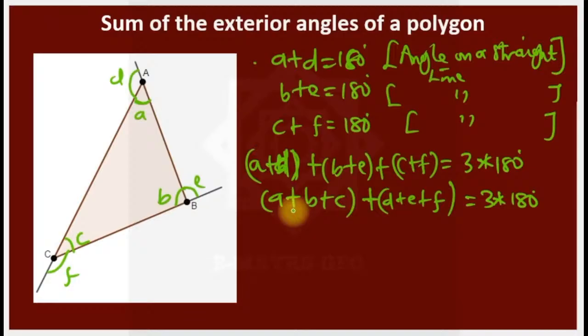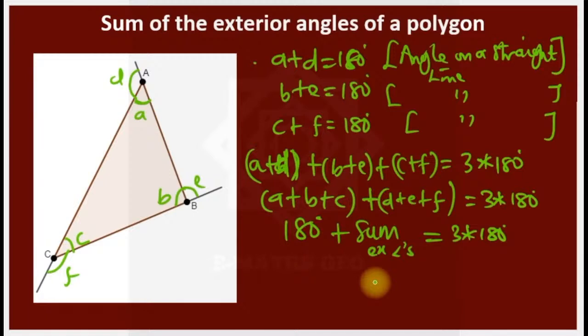From this, A plus B plus C is a triangle, so the sum is 180 degrees. Plus D plus E plus F, the sum we are looking for, is equal to 3 times 180. Basically, D plus E plus F are the exterior angles, and we are looking for their sum. So we're getting a formula.